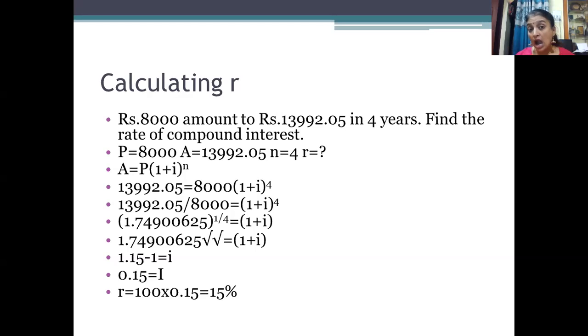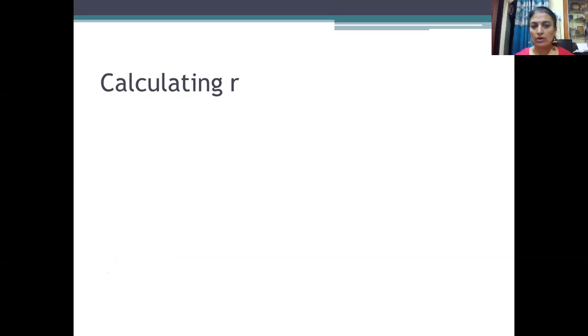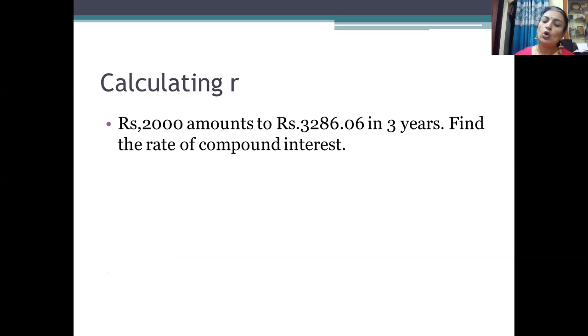And how about the R? It can be calculated by multiplying 100 with the I. That is 0.15 into 100. So we are getting 15% as the rate of interest. I hope you have understood how we have calculated it. And let us solve one more problem.